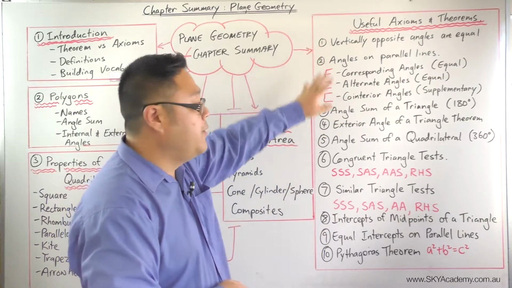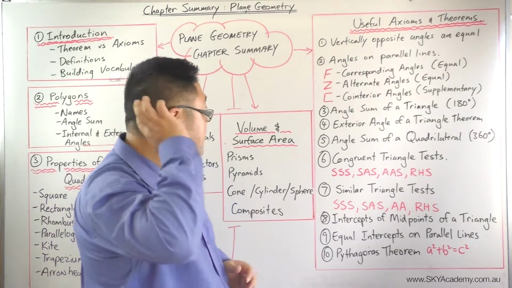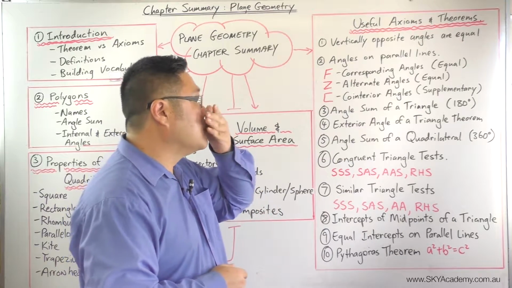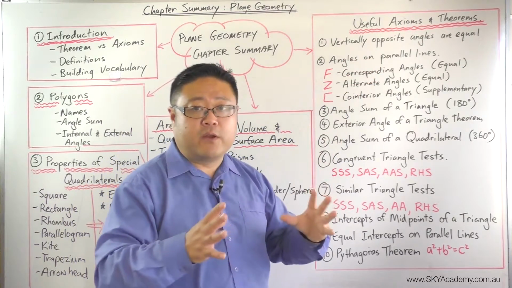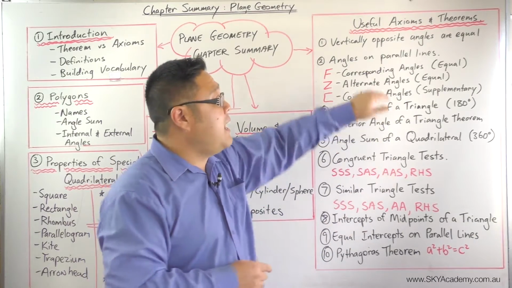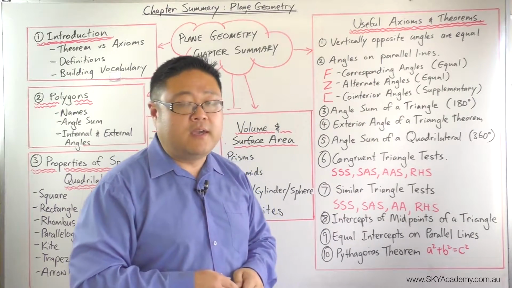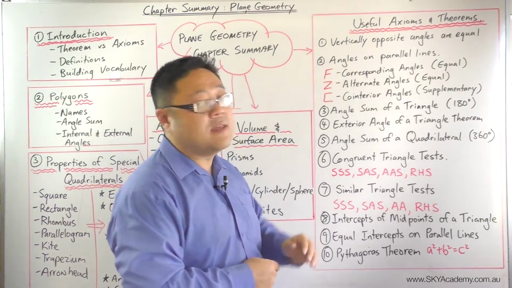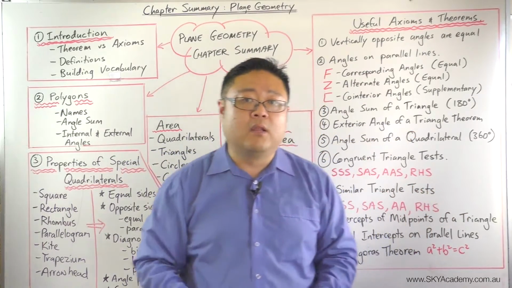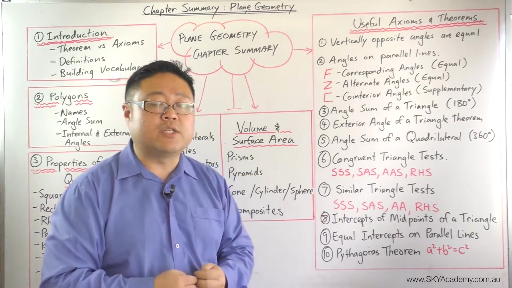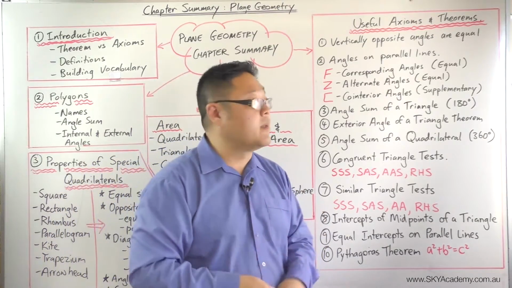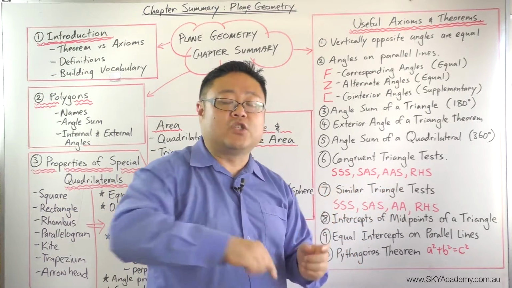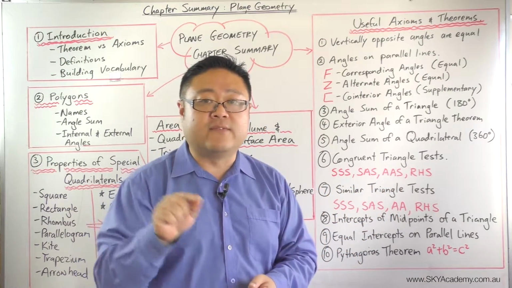So let me go through some of the axioms, or theorems, that we went through. First of all, we started with vertically opposite angles. We worked out what vertically opposite angles are, and that they're equal. So when two straight lines intersect, the vertically opposite angles are equal. The second thing we looked at was parallel lines, meaning lines that keep going in the same direction, never cross, never touch. If you have a third line that cuts through the other two lines, that line is called a transversal.